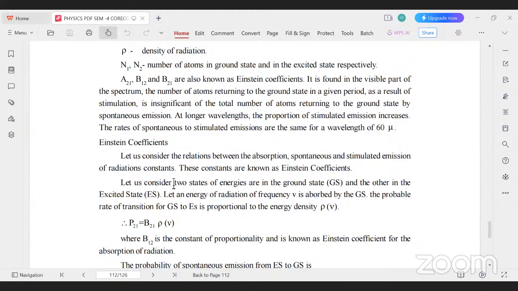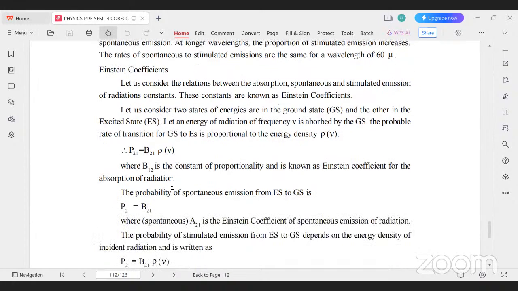Let radiation of frequency V be absorbed by the ground state. The probable rate of transition from G of S to E of S is proportional to the energy density, rho of V, that is the density at frequency V. So P12 equals B12 rho of V, where B12 is a constant of proportionality known as the Einstein coefficient of absorption of radiation. The probability of spontaneous emission from the excited state to the ground state is P21 equals A21, where A21 is the Einstein coefficient of spontaneous emission of radiation.